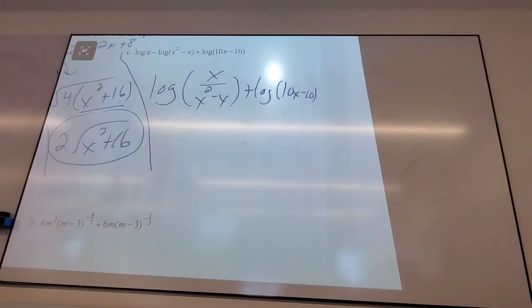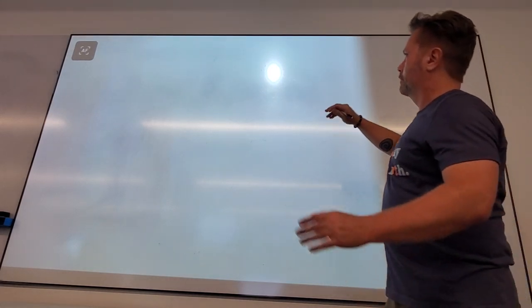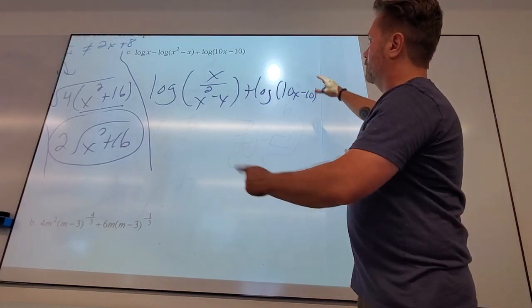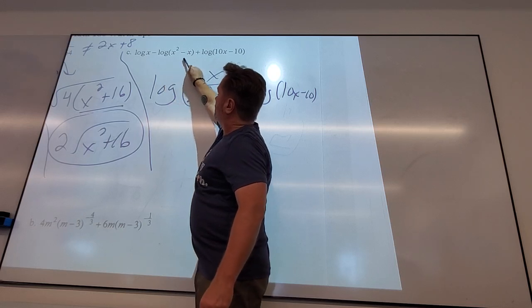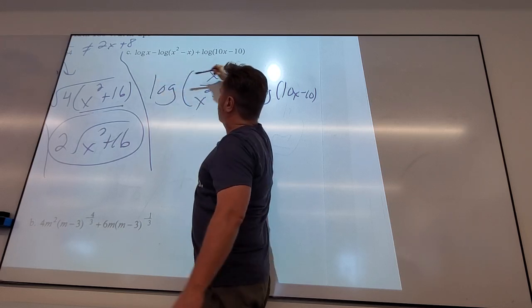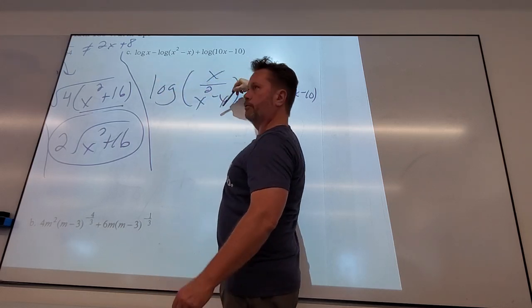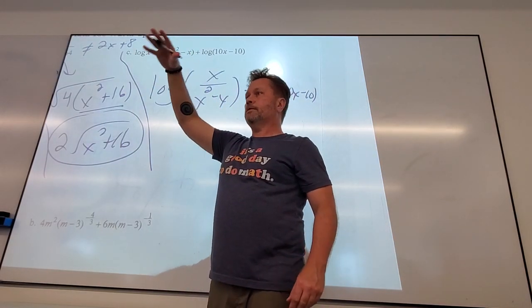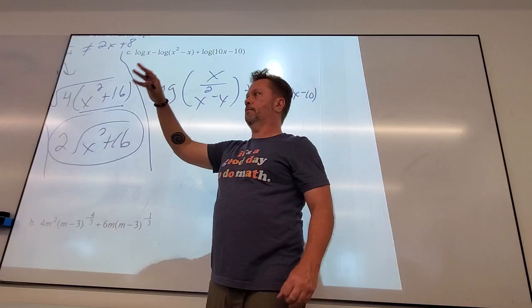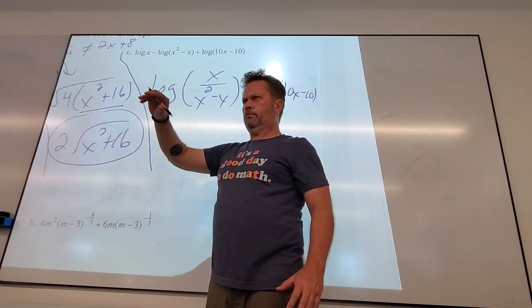All I did there was this is minus this log. The difference of two logs becomes the log of the quotient. Why is that true? Because the properties of logarithms are the same as the properties of powers. Okay.